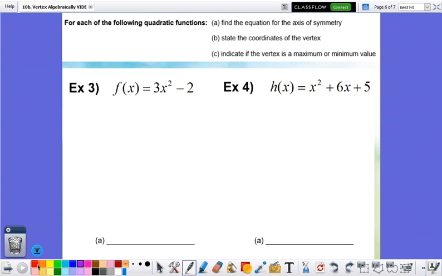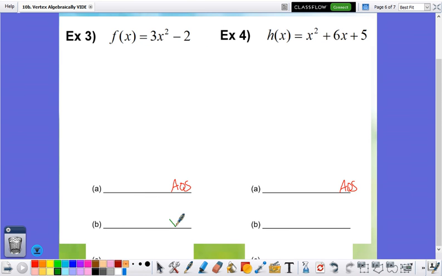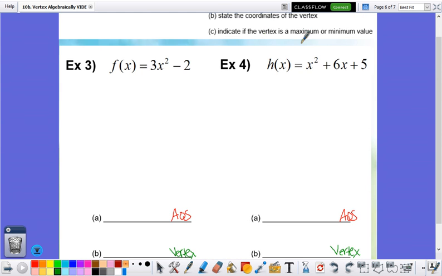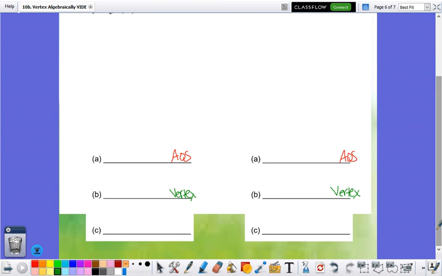Okay. Now for these problems, we are asked to record 3 answers. First, we're asked to state our axis of symmetry on line A. And then we are asked to state the coordinates of the vertex. So our vertex will go here and here. And then finally, for each question, we're asked, is the vertex a maximum? Is it at the top? Or is it a minimum at the bottom? So for part C, we're going to have to choose between maximum or minimum.